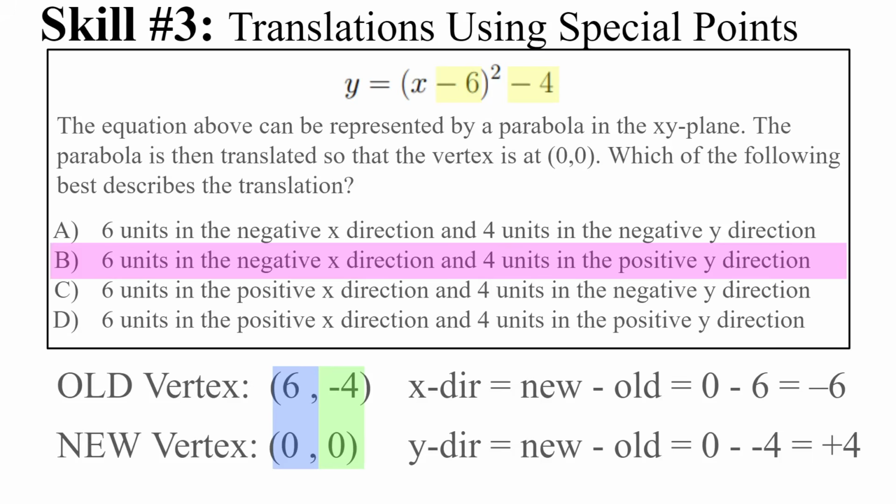Graphing this might have been of some help too, but regardless of what you did, a lot of people would have fallen for this trap answer C. Do you see how, if you went from 0, 0 to 6, -4, C would be right? If you went from 0 to 6, that's 6 in the positive x direction, and then 0 to -4, that's 4 in the negative y direction. But the question didn't say that. The question says it's then translated to 0, 0. So actually the old vertex is the one in the equation, and the new vertex is 0, 0.